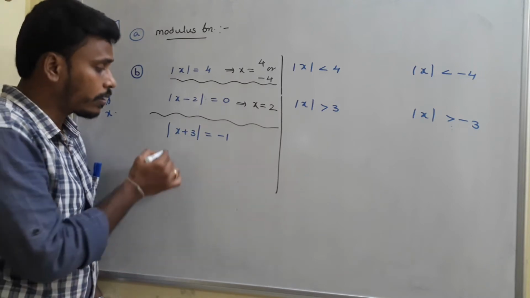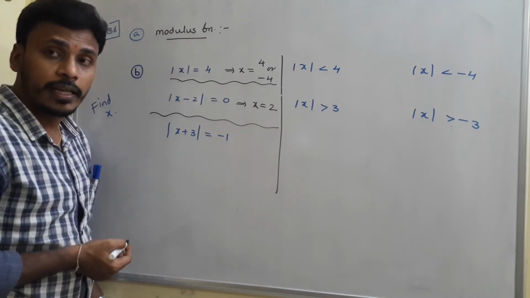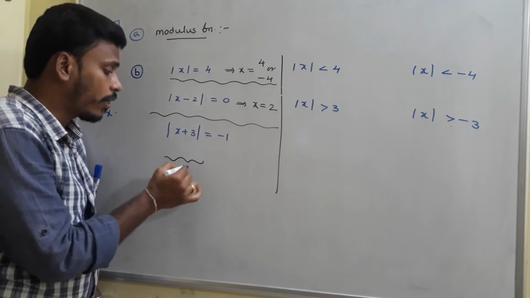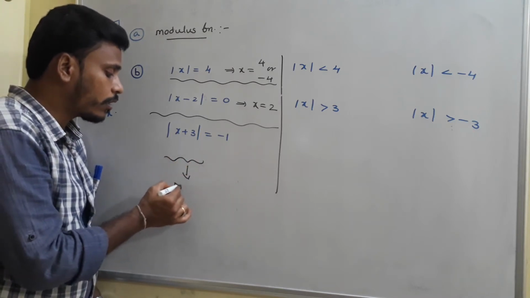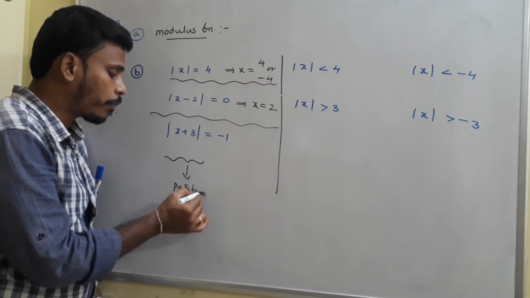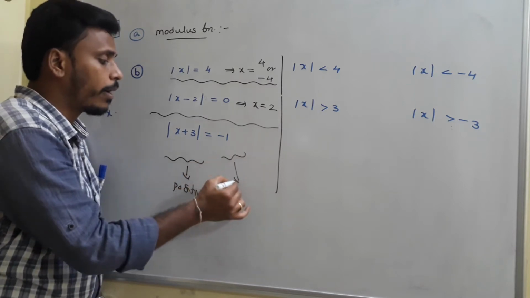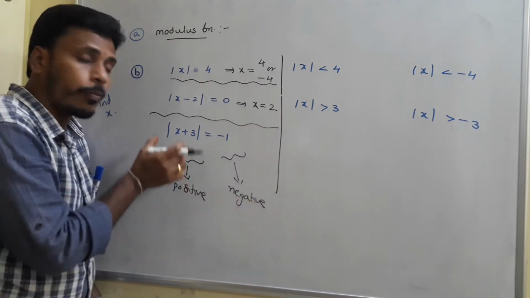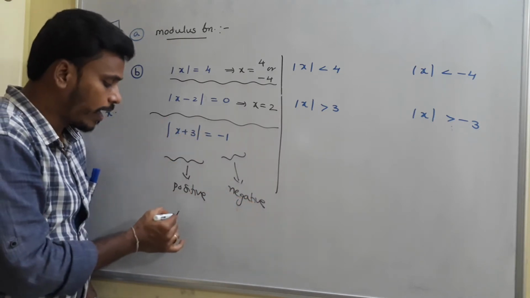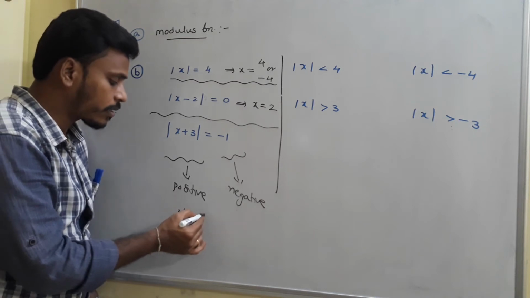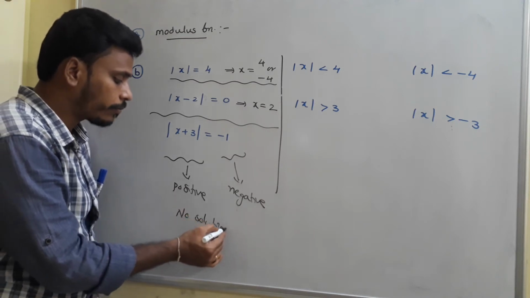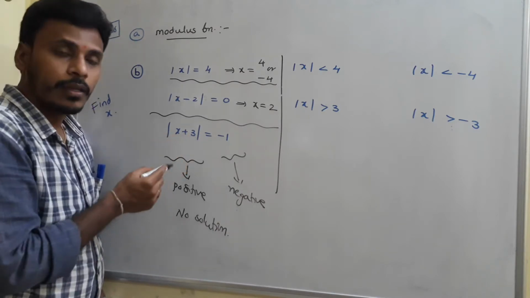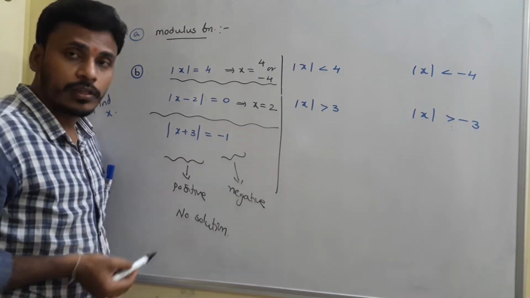Whereas the third equation, modulus of x plus 3 is minus 1. What can we say about it? Modulus of x plus 3 is always a positive quantity. But here minus 1 is given, which is a negative quantity. So positive equal to negative won't happen, and that's why in the last case there is no solution. No value of x satisfies this equation.